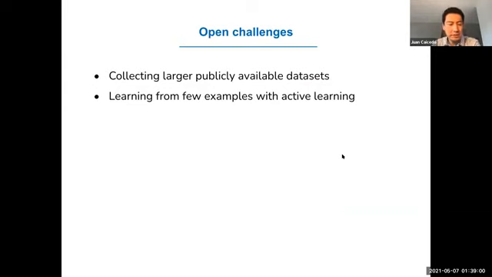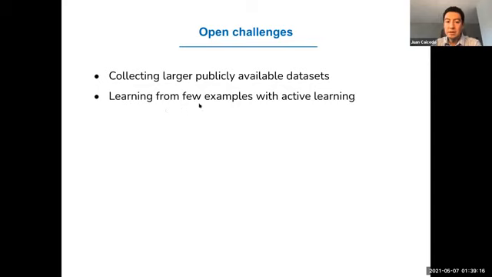And this is what we get. There are still some open challenges in segmentation. The first one is collecting larger publicly available data sets. Ours is an example, but it's kind of small compared to other data sets in computer vision.